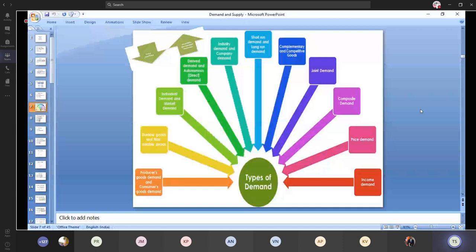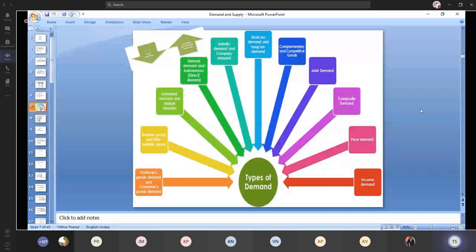That is, on the complementary commodities there will be no competition because it's free of cost, while for competitive goods customers are paying according to their need and want, paying some money to fulfill their purposes. And joint demand is also similar to derived demand. That is, the products which are jointly demanded, two or more commodities. And composite demand is the type of commodity which serves multiple purposes. Those commodities come under this composite demand.